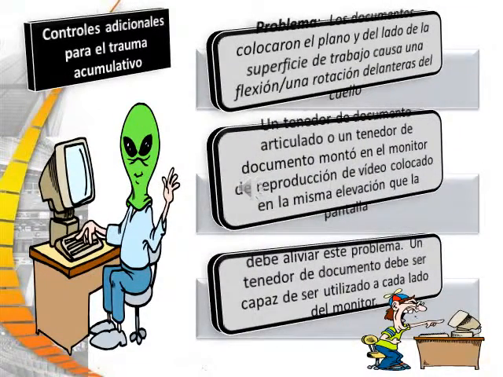Problem: documents placed flat and off the side of the work surface cause forward flexion and rotation of the neck. An articulated document holder, or a document holder mounted on the video display monitor and positioned at the same elevation as the screen, should relieve this problem. A document holder should be capable of being used on either side of the monitor.